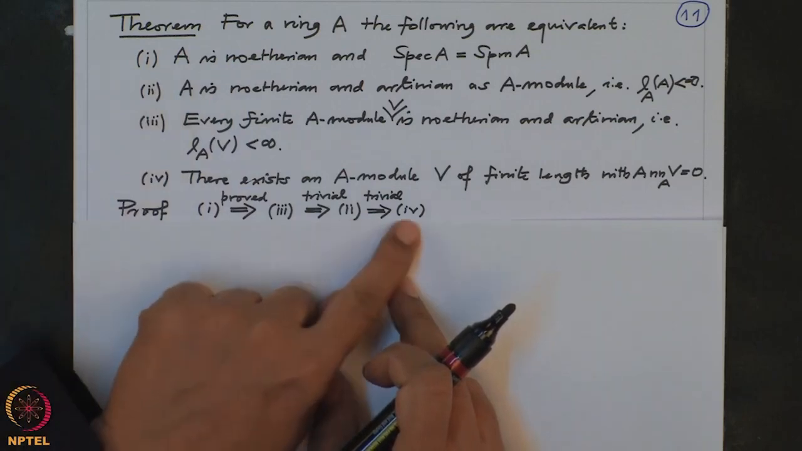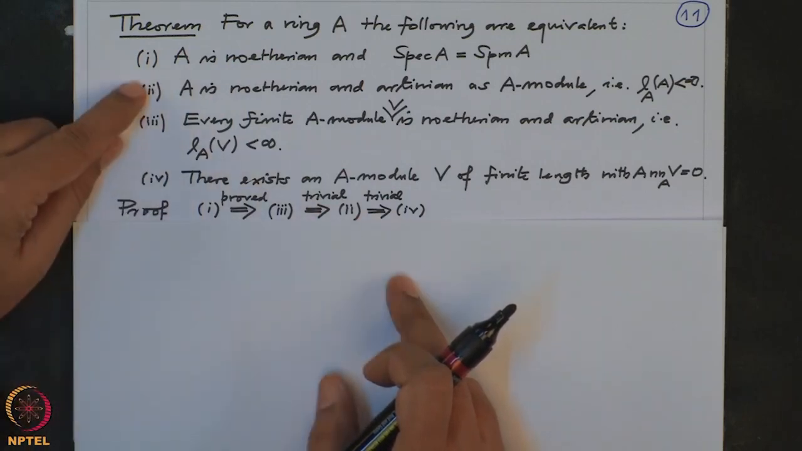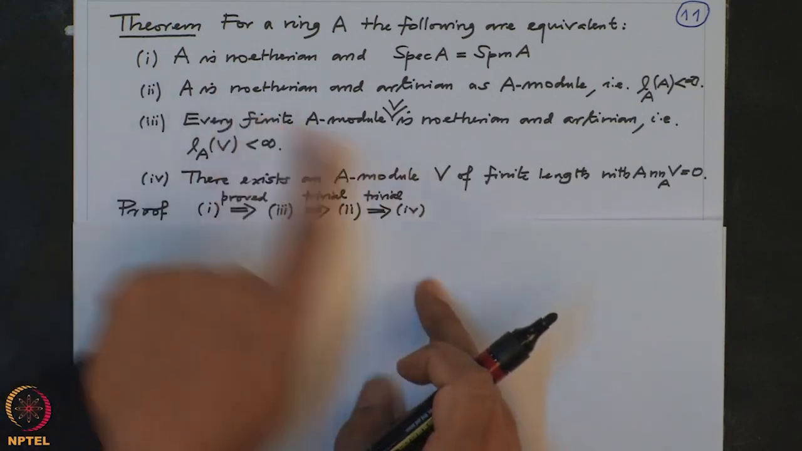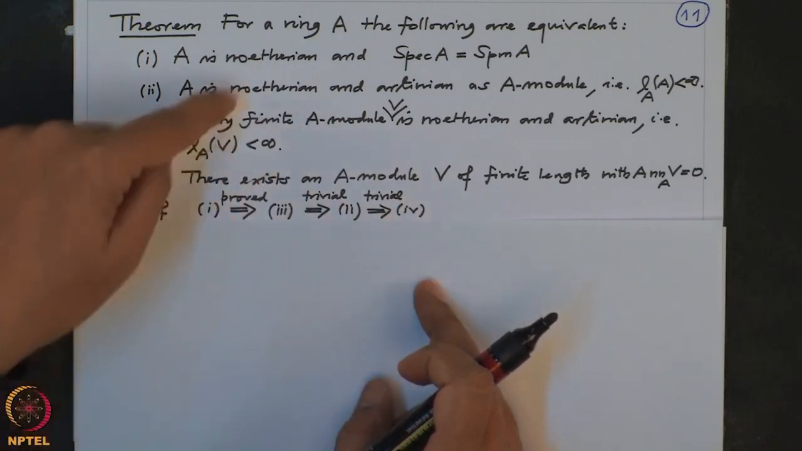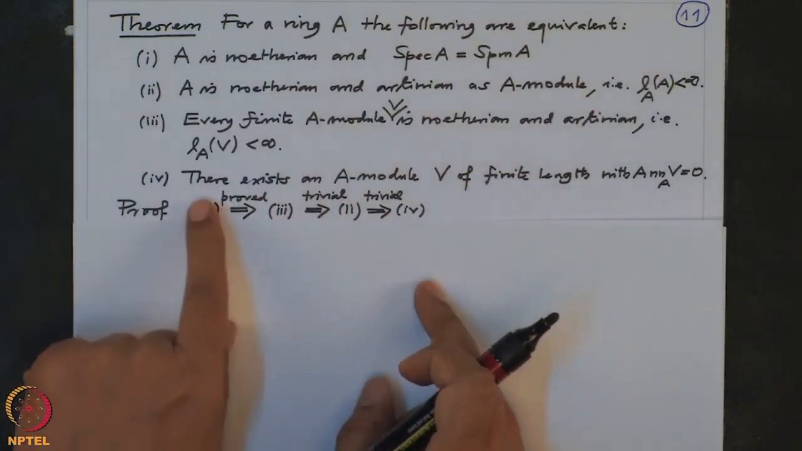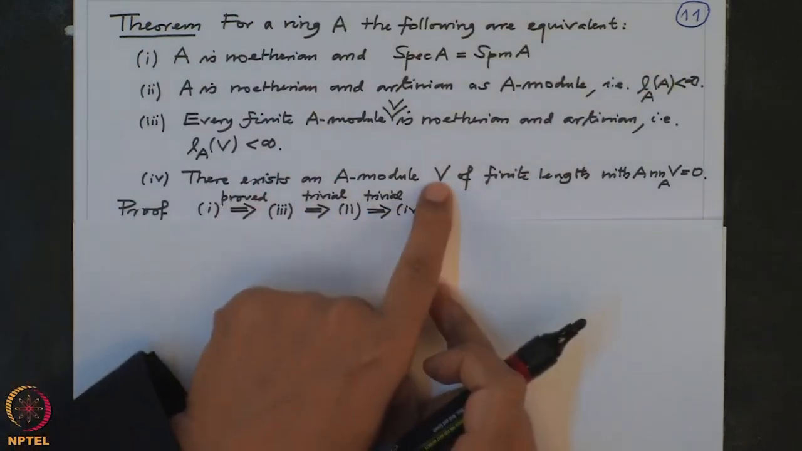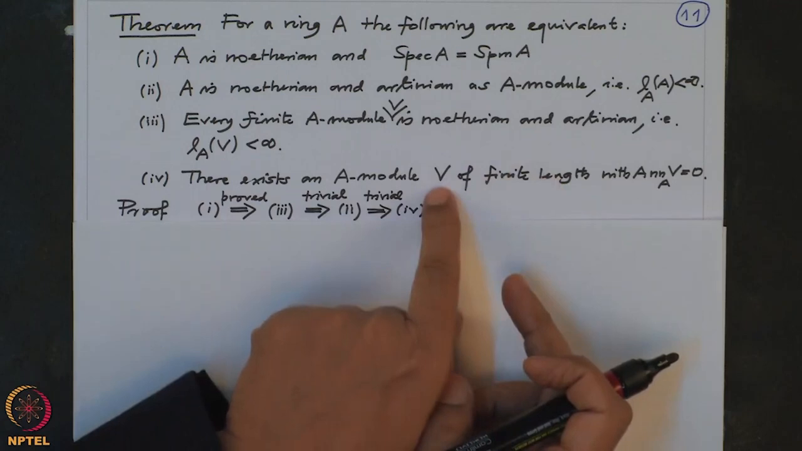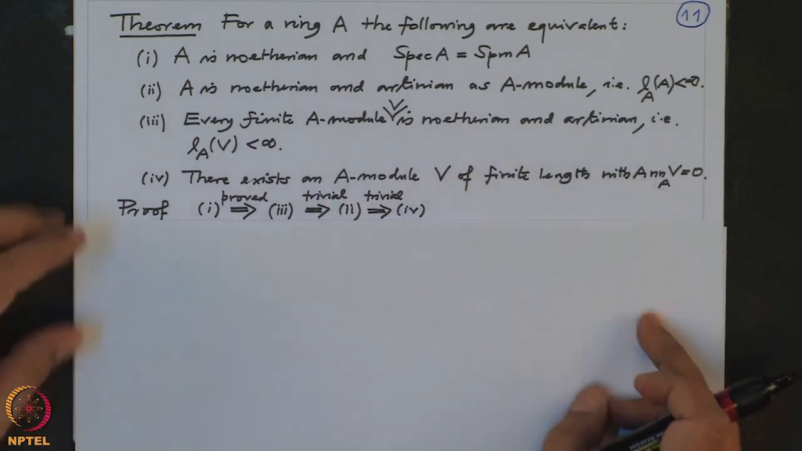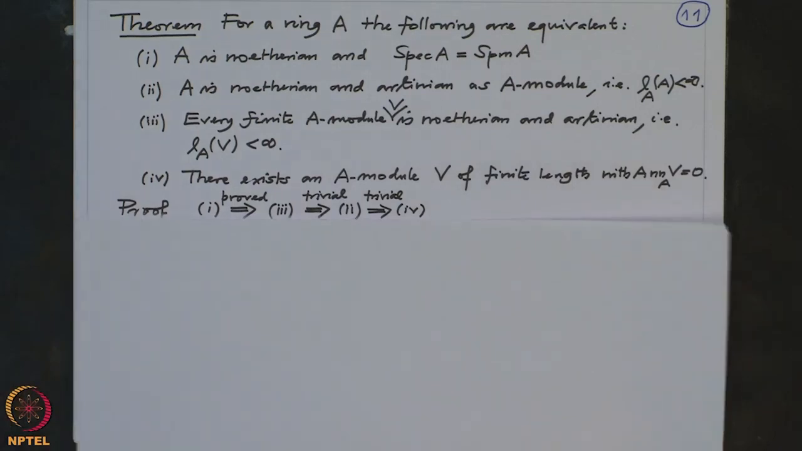2 implies 4 is also trivial because I will take V equal to A. V is the module A itself. Then 2 says it is Noetherian and Artinian. So length is finite. So therefore, I have a finite length module, namely V equal to A. And the annihilator of A as A module is 0. All right. Now, how do I prove 1 implies 3?